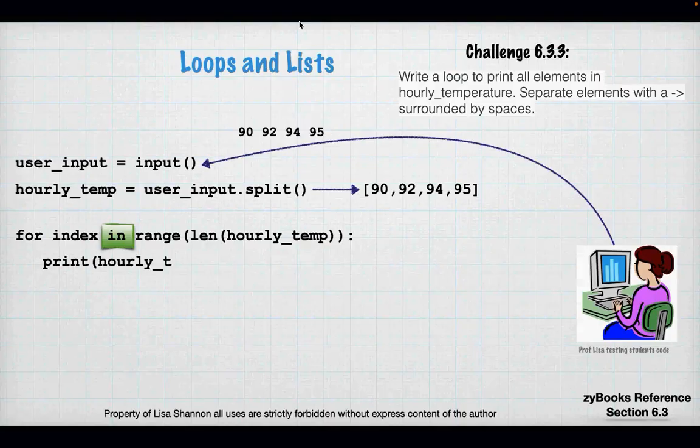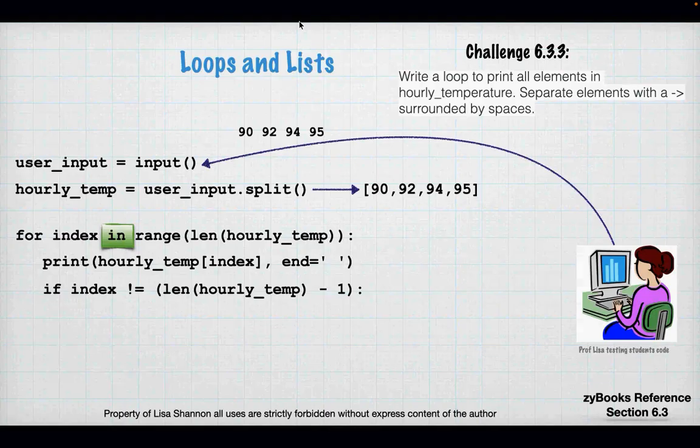In is used with lists. So I'm going to say print hourly temp of index, comma, end, which is a space. And then I'm going to check if the index is not the last index. And this is why I need to say len hourly temp rather than just the name of the list after the range. I have to use the range rather than just the list, because I need to check where I am positionally in the list. And the best way to do that is to use the index. So here I have if index is not equal len hourly temp minus 1. So if I'm not at the last element in the list, then I'm going to print my arrow.